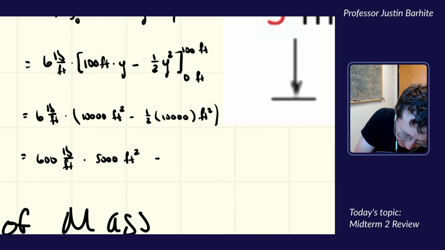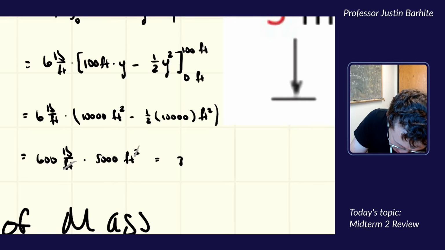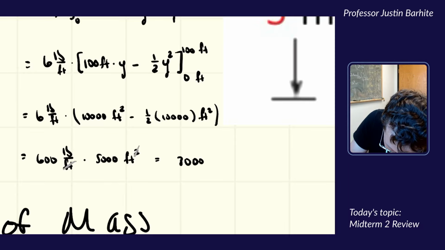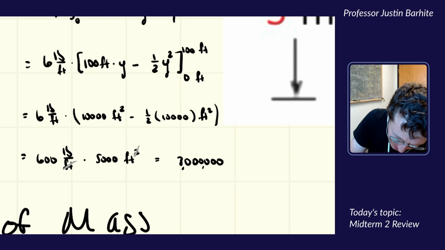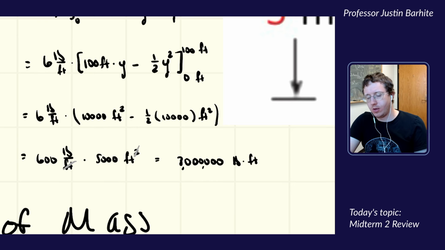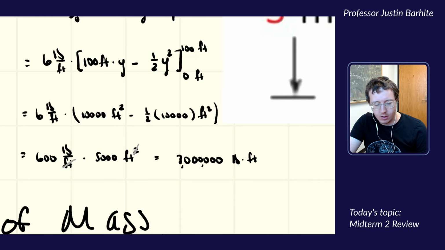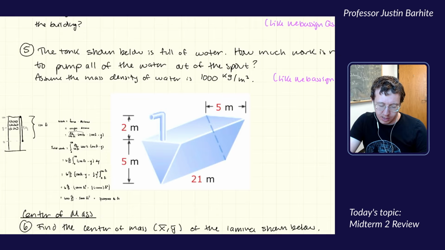And when I multiply pounds per foot by feet squared, one of these units of feet cancels out with that one, and I'm left with, let's see, 5 times 6 is 30, and then I have 3 more zeros. So 1, 2, 3, 4, 5. That comes out to 3 million pound-feet, which once again is a unit of energy. Okay, so that's the chain problem.